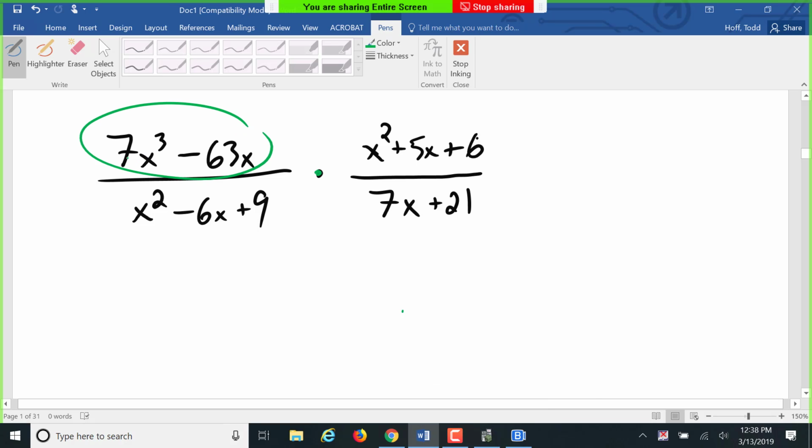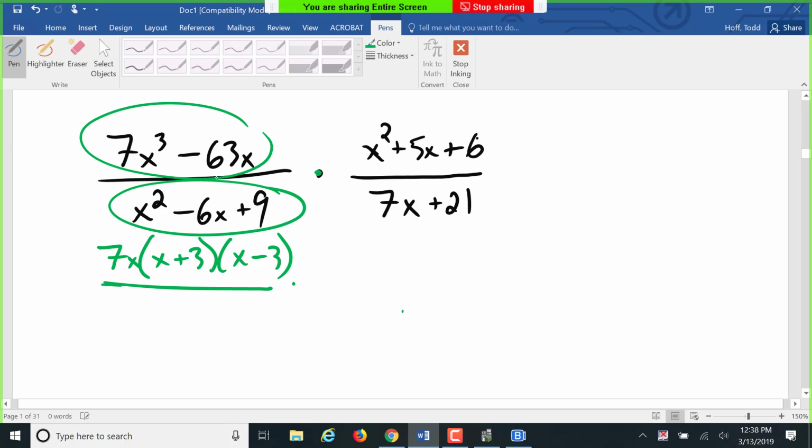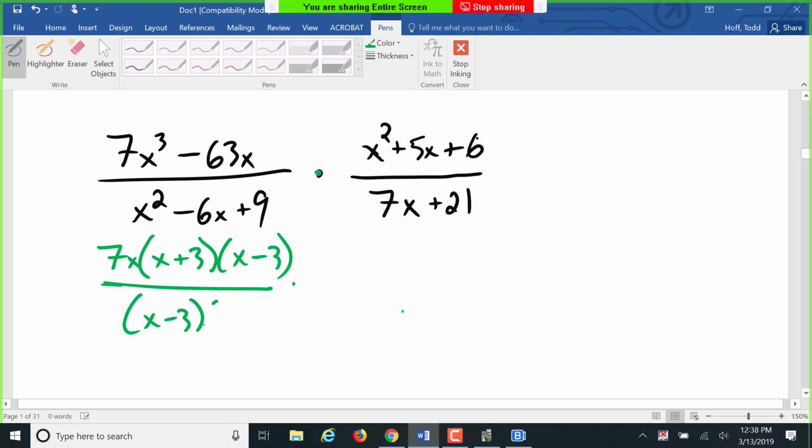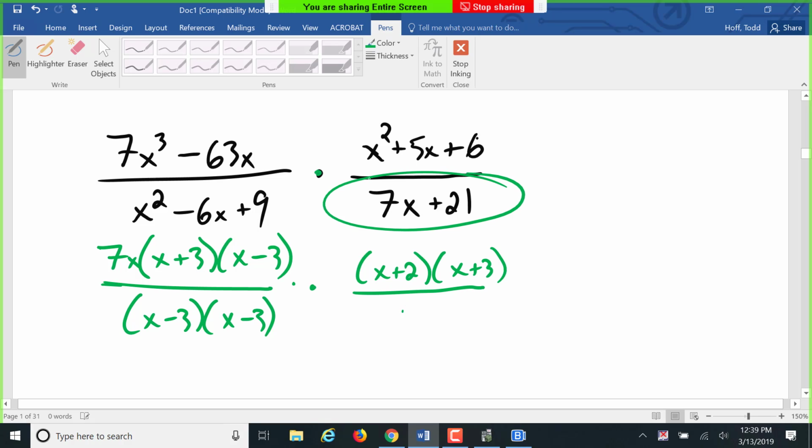So for this first one here, we're going to factor out the 7x. When we do that, we're left with x squared minus 9, which we're going to factor to x plus 3 and x minus 3. What's this bottom piece here factor to? That is x minus 3 and x minus 3. Good. That's a perfect square trinomial. What's this top piece here factor to? x plus 2, x plus 3. Good. I heard a couple of you come up with that one. And this bottom piece? Perfect. 7 times x plus 3.